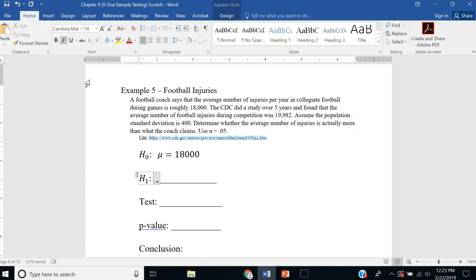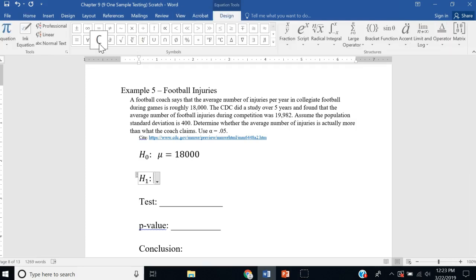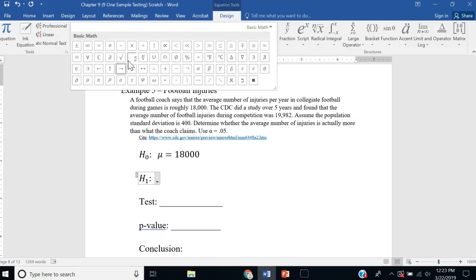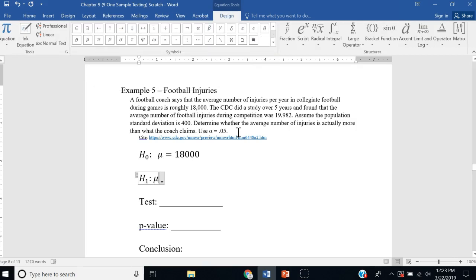The null hypothesis is that the average number of injuries per year is 18,000. The alternative hypothesis is that the average number is, well, we're saying actually more than what the coach claims. So is it more than 18,000? Again, is the average number of injuries more than 18,000 or is it close to 18,000? That's how we're going to interpret that.